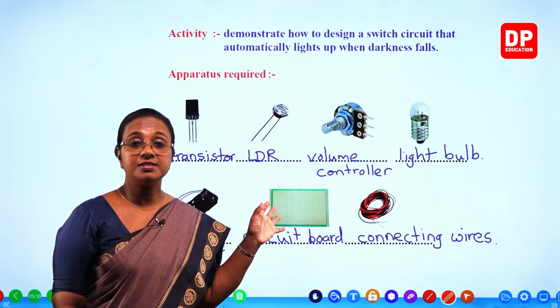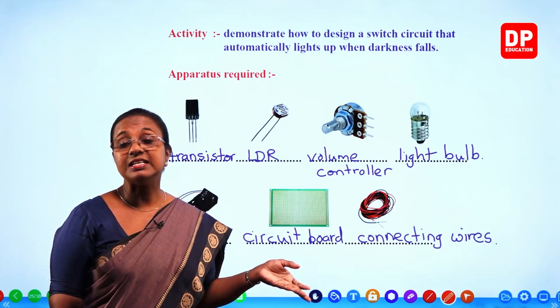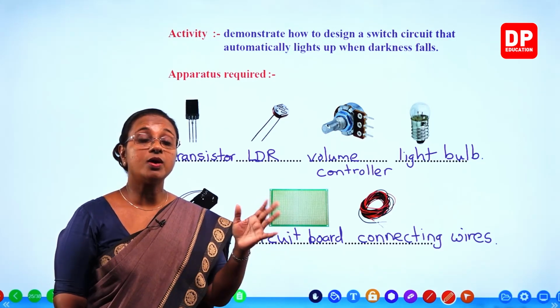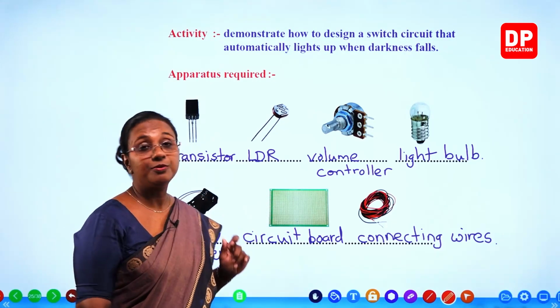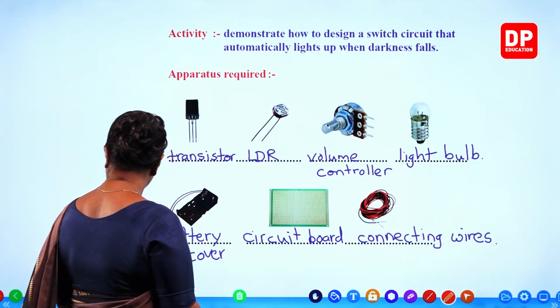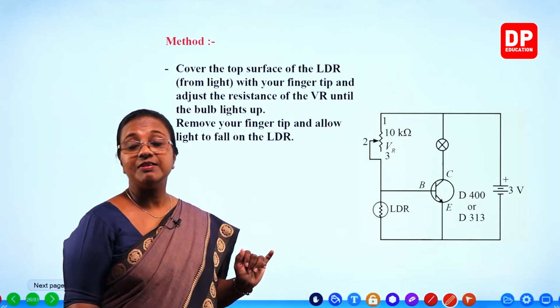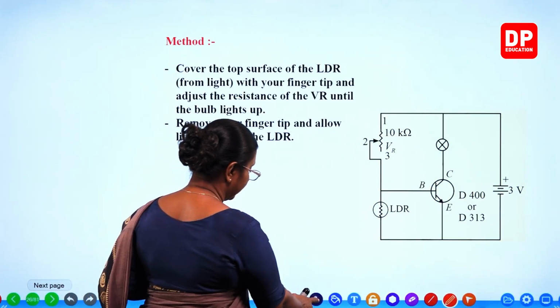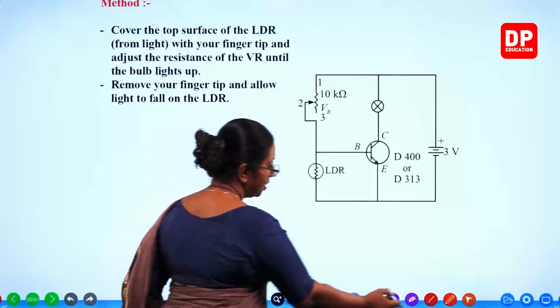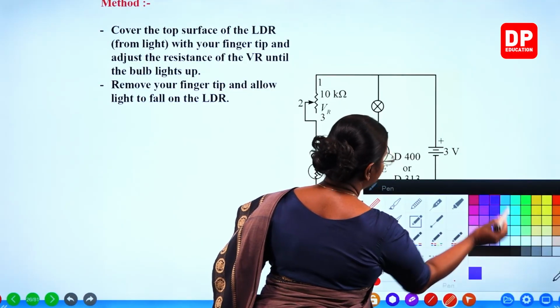Switching action of a transistor but with a light sensor. So, it acts as an automatic switch. We will look at the method in the next slide. So, then the method. To understand the method, students, first we will understand the circuit given here. So, look at the circuit there.